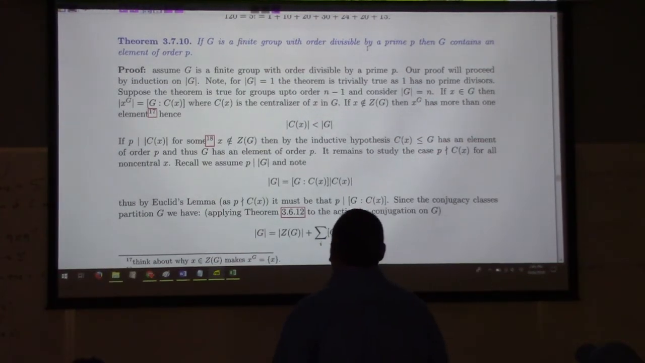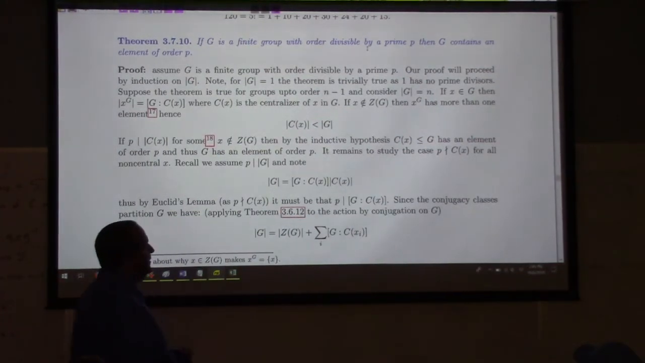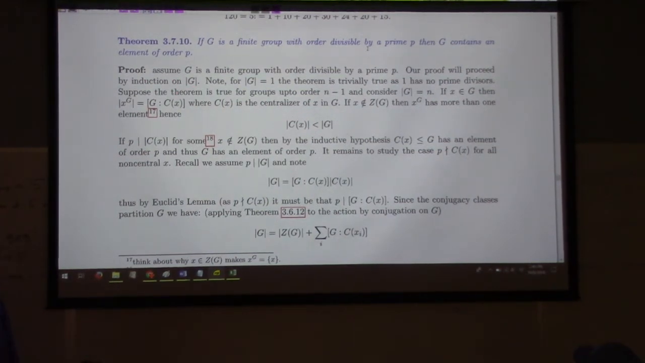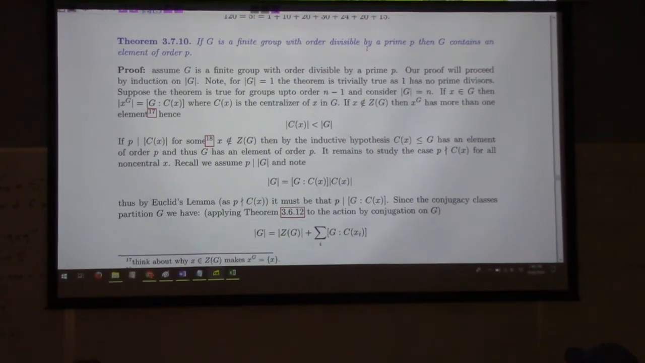All right, so assume you've got a finite group with order divisible by prime P. What we're going to do is induction on the order of G. Now that's a little bit different than the induction proofs you saw in Math 200, right?